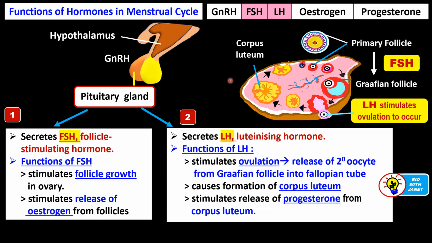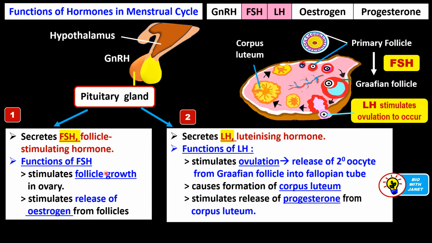Now the second and third hormones to discuss are FSH and LH. Both these hormones are secreted from the pituitary gland. So it's useful to note that both FSH and LH act on the ovaries, right? FSH stimulates the follicles and LH stimulates the corpus luteum that develops later.